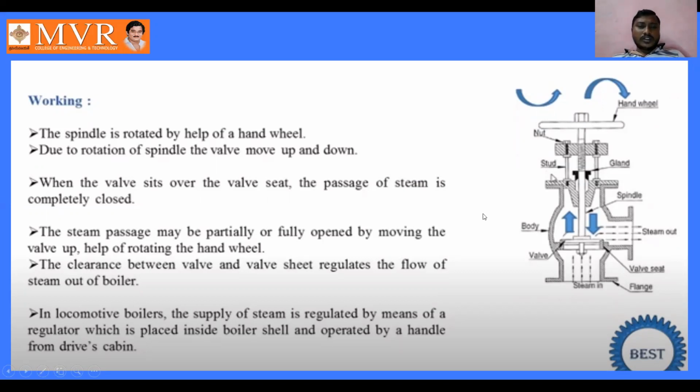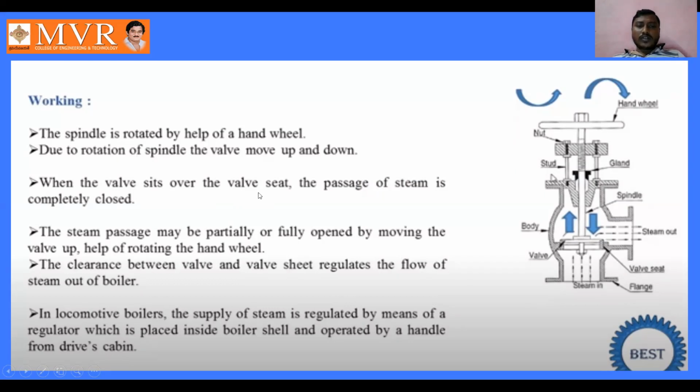we have the valve and the spindle, and we have the flange which is connected to the boiler's topmost position. See, coming to the working of this steam stop valve, the spindle is rotated with the help of a hand wheel. The spindle which we observe here in the diagram is rotated using this hand wheel. Due to rotation of the spindle, the valve moves up and down.